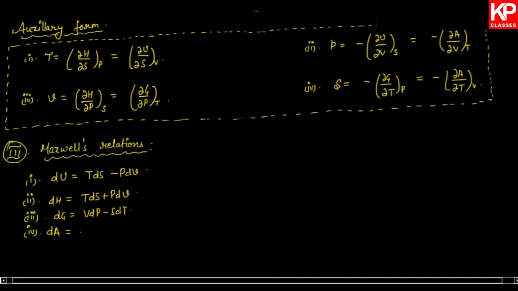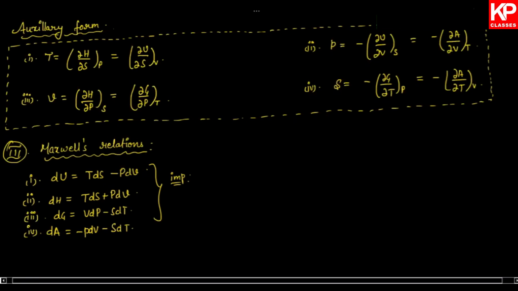So dA is nothing but minus PdV minus SdT. These four equations are very important. Every year one question is definitely asked from the Maxwell relations, and in order to derive them, you have to understand these four equations. So please learn them.